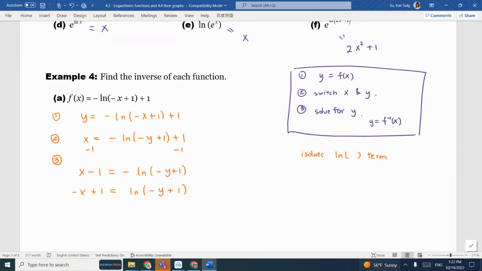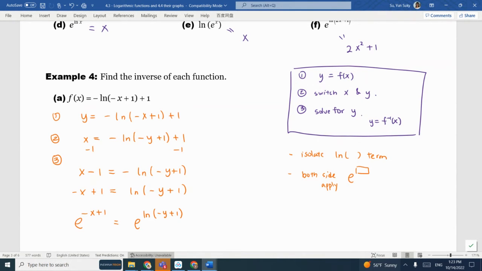Okay, do you see we have isolated the log term? Yeah, isolate means the log term is on one side by itself, and all the other terms are on the other side. So after we make sure we isolate the log term, then both sides apply e. So in this case, e to the minus x plus 1 equals e to the ln minus y plus 1.